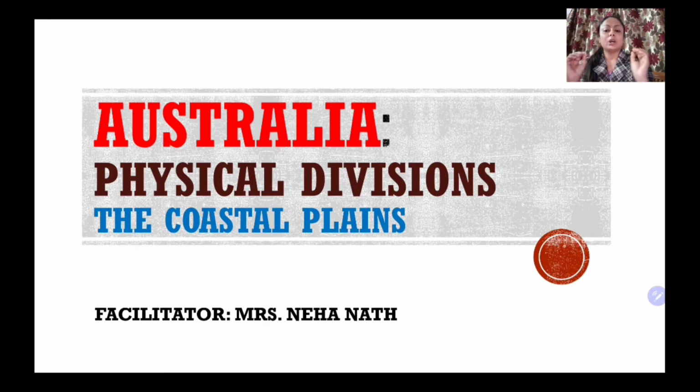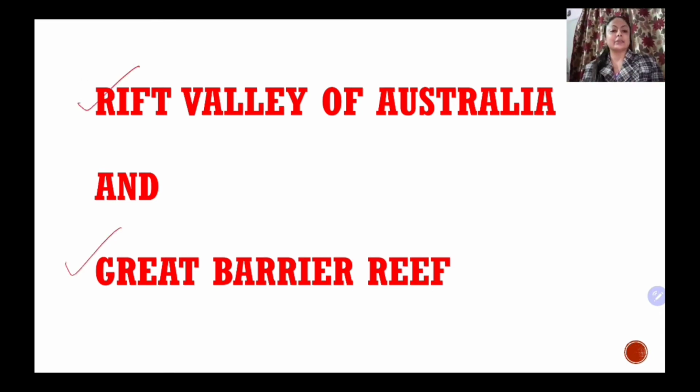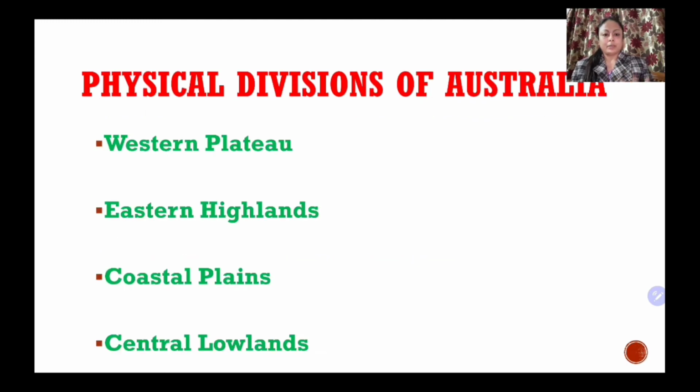In this module, we will proceed with the physical divisions of Australia, and we will learn about the coastal plains of Australia. Along with the coastal plains, we will also learn about other important physical features of Australia: the Rift Valley and the Great Barrier Reef. So first, let's take up the location and extent of the coastal plains of Australia.